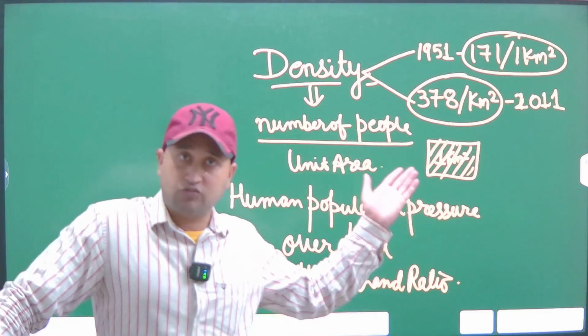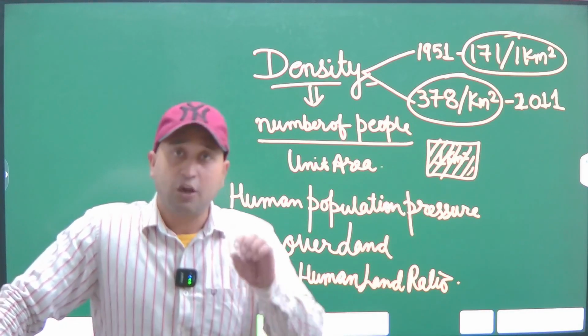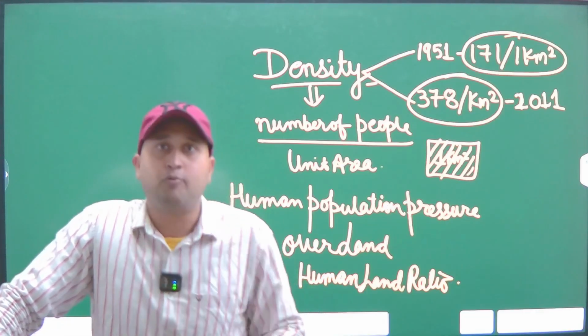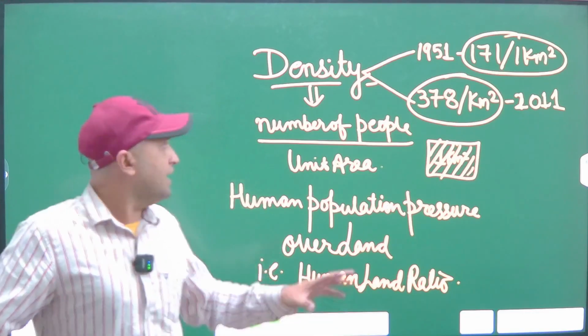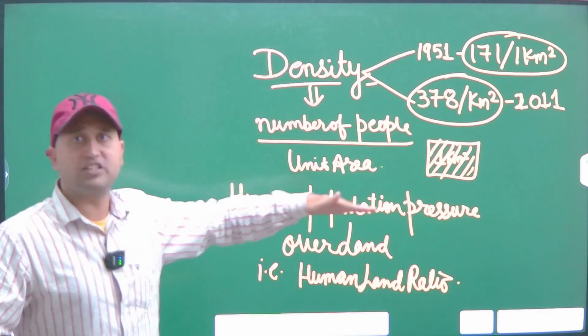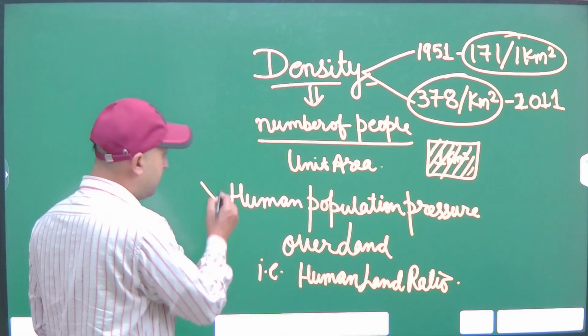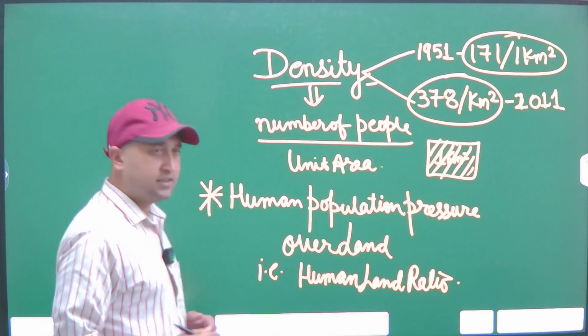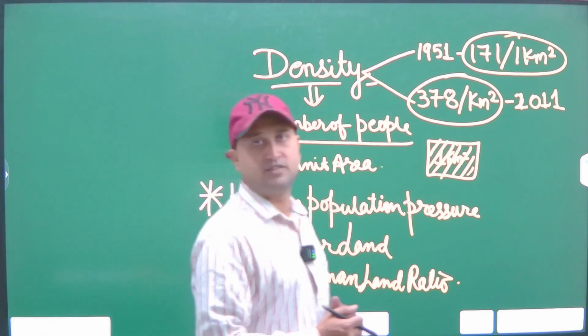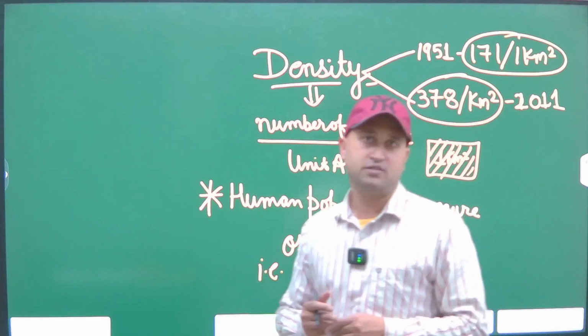As per the 2011 census, Bihar is the state with a very high population density. A very high population density also puts pressure over resources, and we understand that through the human population pressure: the population over naturally occurring resources, depleting of the water table.